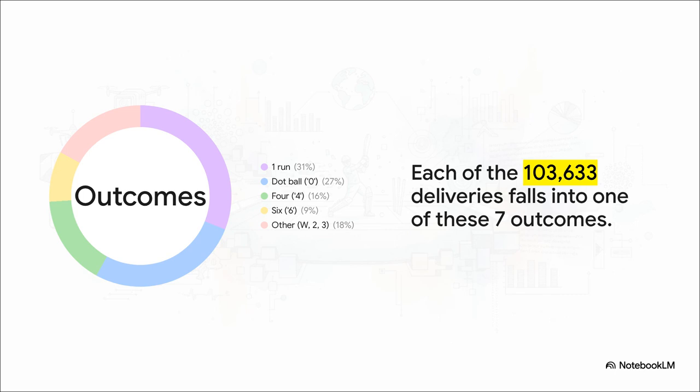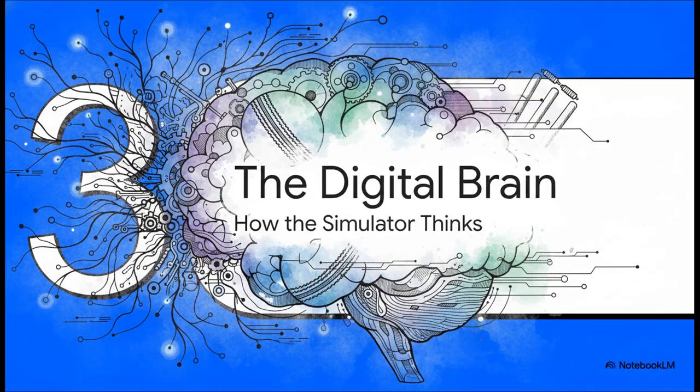one of just 7 possible outcomes. You can see the breakdown right here. Singles are the most common, and threes are super rare. These 7 outcomes, they become the fundamental building blocks of our entire virtual game. Everything comes from this.